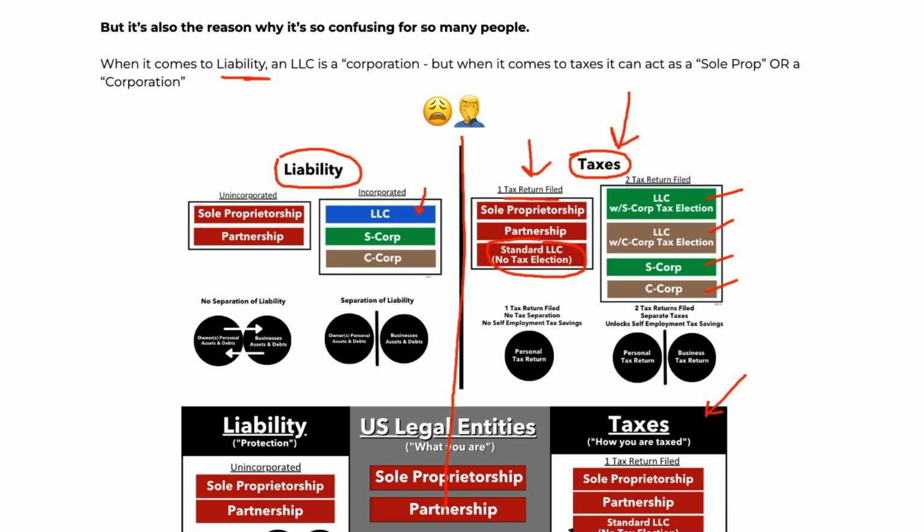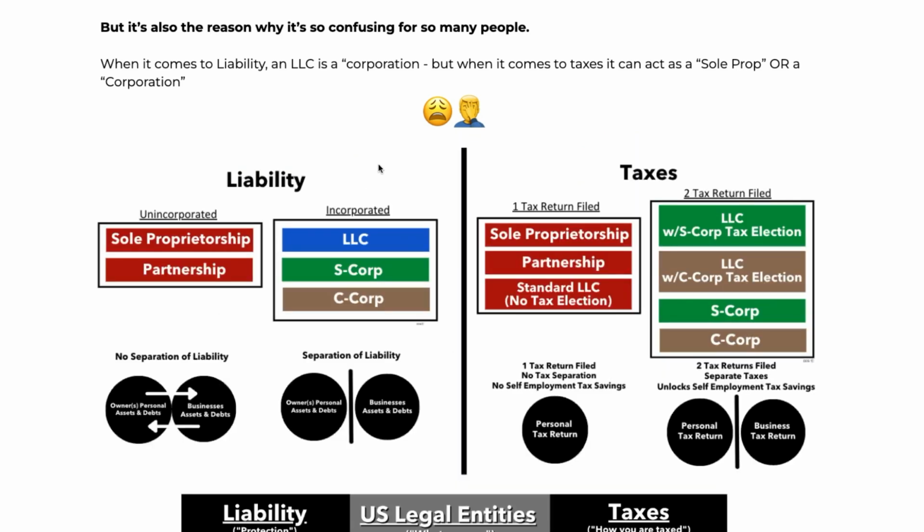So let me make this diagram a little bit bigger so you can see this right here. This is what I want you to see right here, because these diagrams here at the bottom are very important. So again, we have our 2 sides of the equation, liability and then we got taxes right here. And so you'll see when you have a standard LLC with no tax selection, which is just when you first start an LLC, you have one tax return that is filed and there is no tax separation, meaning there is no savings on self-employment tax. And we'll talk about that in just a second. Don't get confused by that.